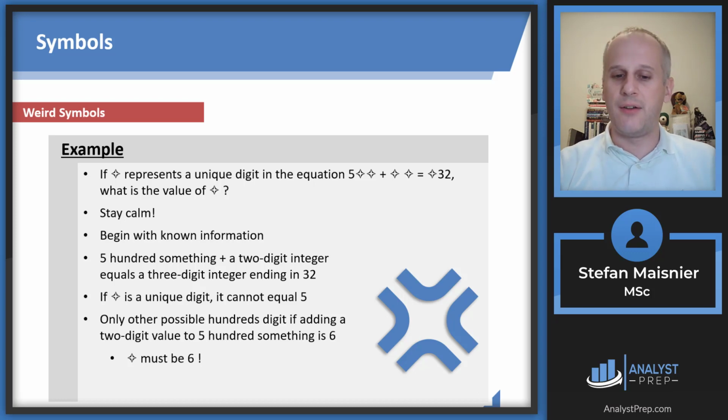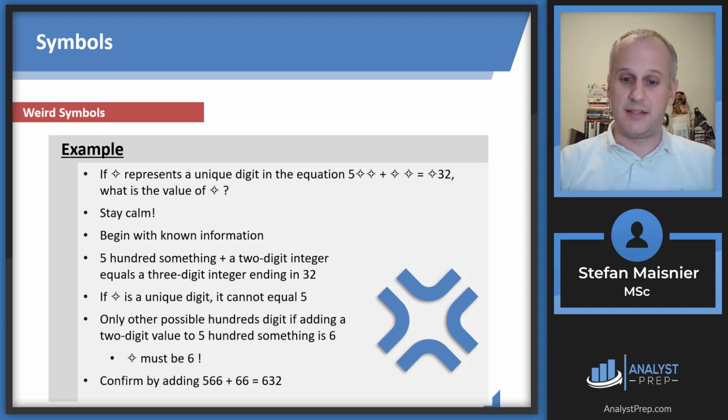So we know now that the star has to be 6, and we can plug that value in to confirm that everything follows the construct of the problem. And sure enough, 566 plus 66 is 632, and we see that the one digit represented by the 4-pointed star is constant throughout the little equation.